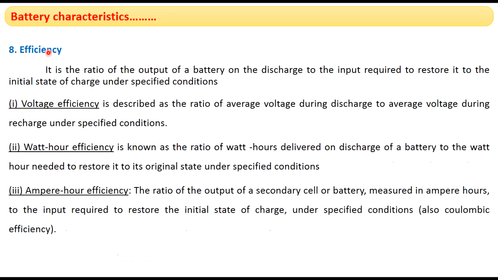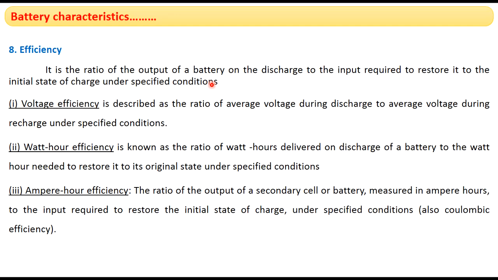And next characteristic is efficiency. Efficiency is the ratio of output of a battery on the discharge to the input required by the battery to restore it to the initial state of charge under specified conditions. It means under specified conditions. So the output of the battery is taken, and the input required by the battery to restore it to its initial state is also considered. So the ratio of these two, output delivered by input required, is considered as the efficiency.